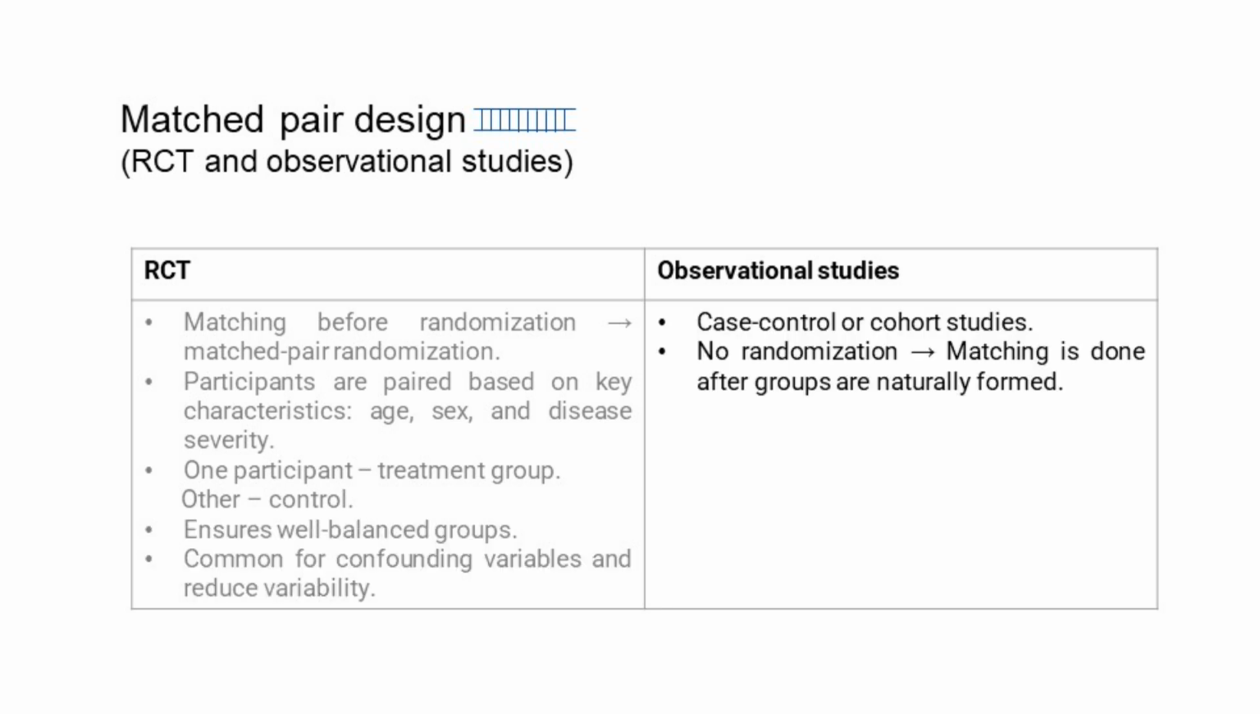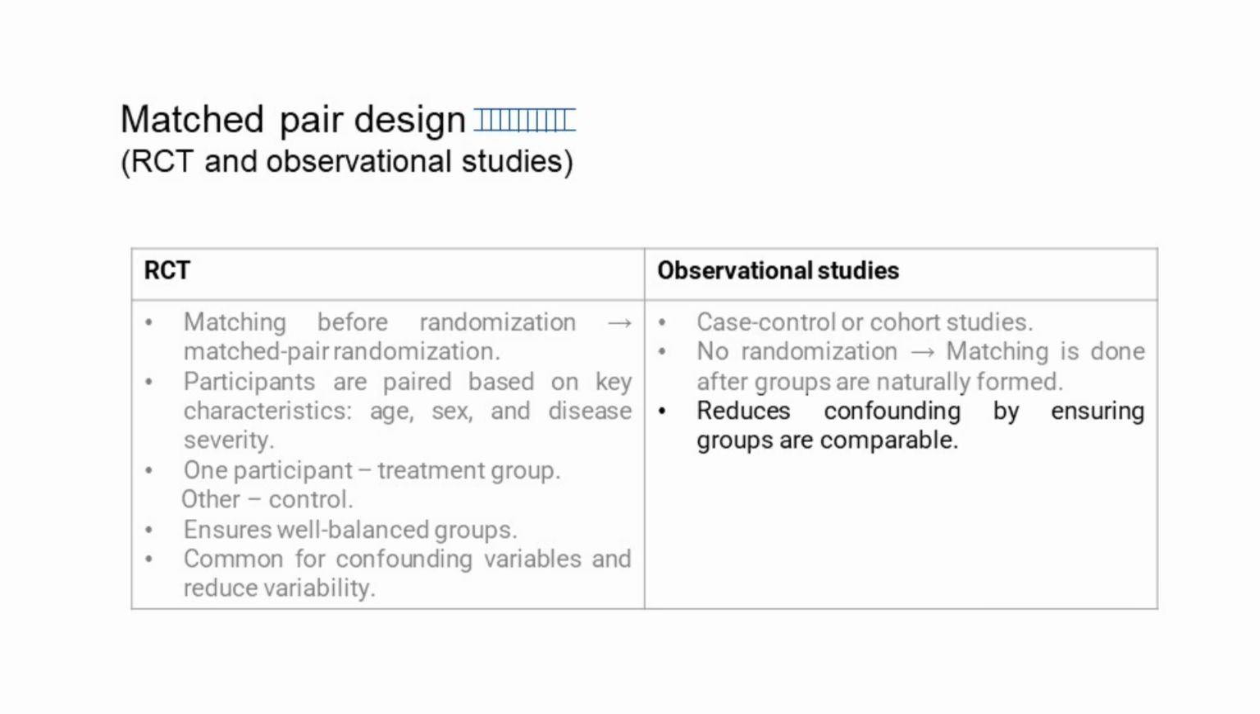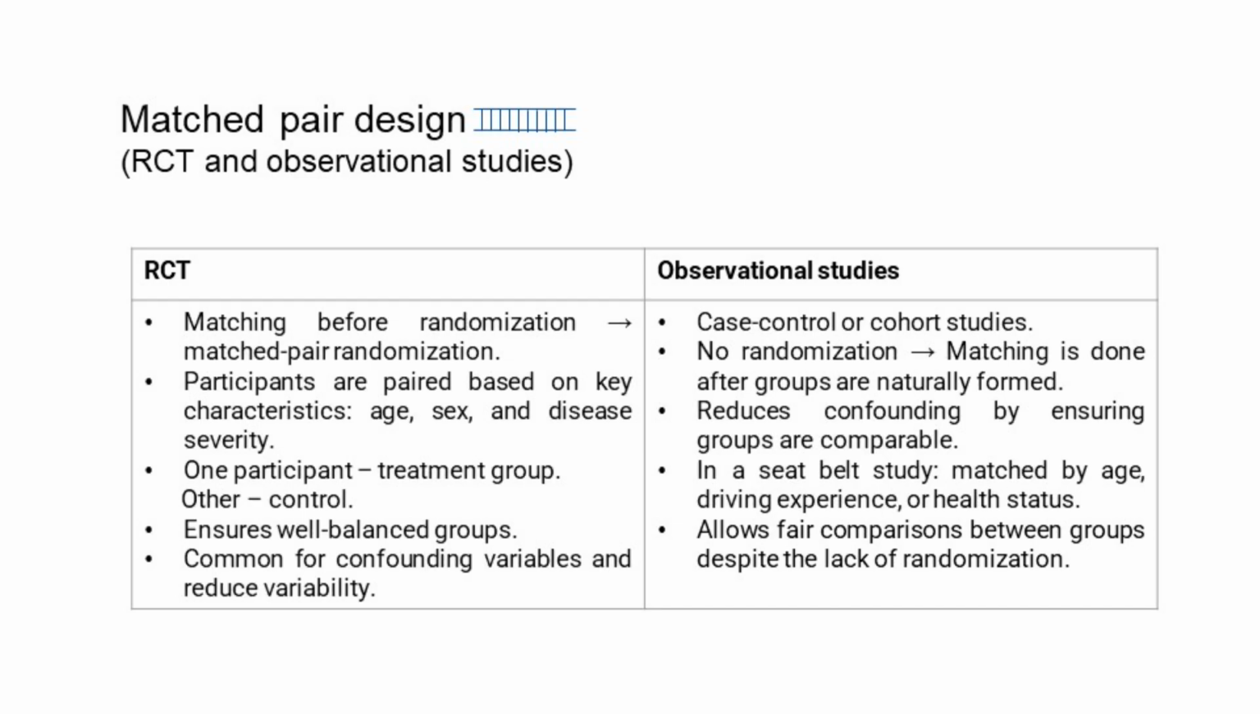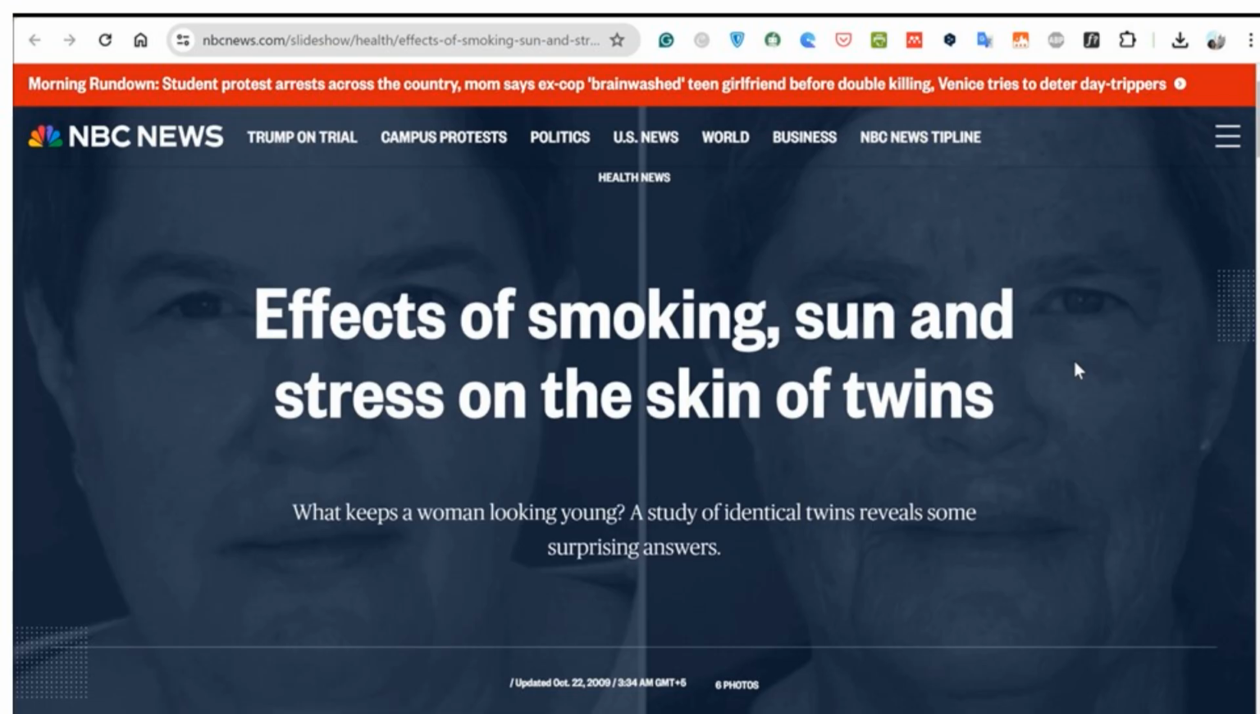In observational studies, since there is no randomization, matching is used after groups are naturally formed, e.g., in case control or cohort studies, to reduce confounding. For example, in a study comparing seat-belted and unbelted individuals, researchers might match participants based on factors like age, driving experience, or health status to make fair comparisons. The most obvious example of matched pair design is twin studies.